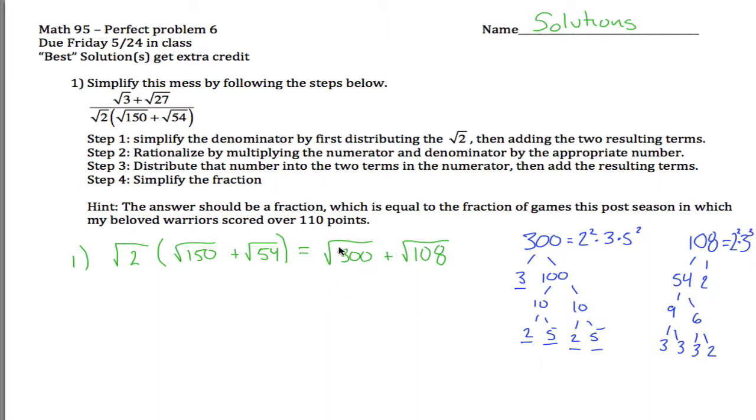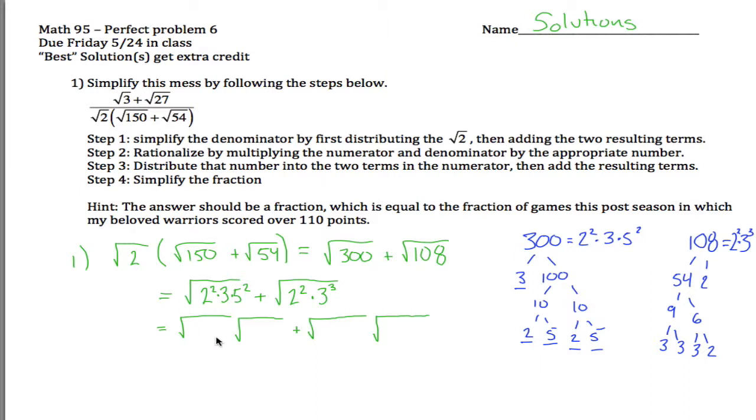And so now we can simplify, maybe I'll switch back to green. We can say the square root of 300, break that up into two different radicals. Actually, let me show one more step. That's the square root of 2 squared times 3 times 5 squared. And the square root of 108 is 2 squared times 3 cubed. And now we can break both of those up. Good radical, bad radical is what I called it in class.